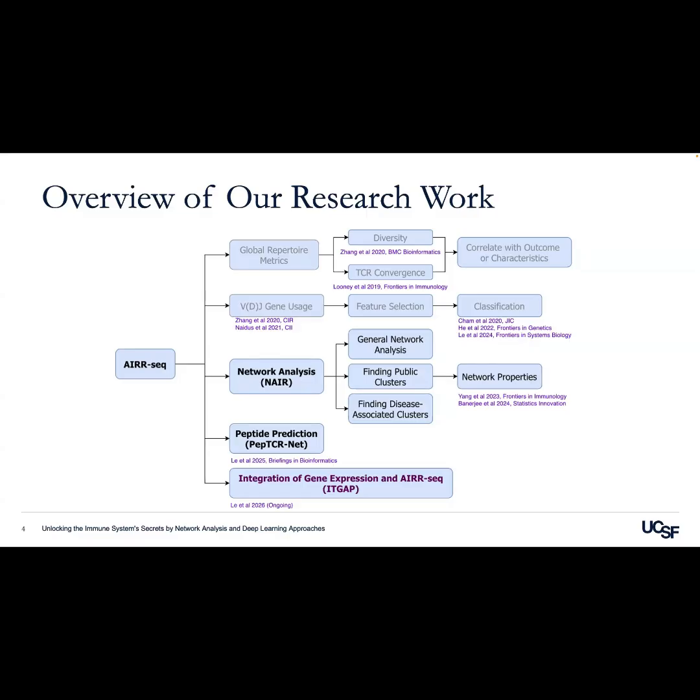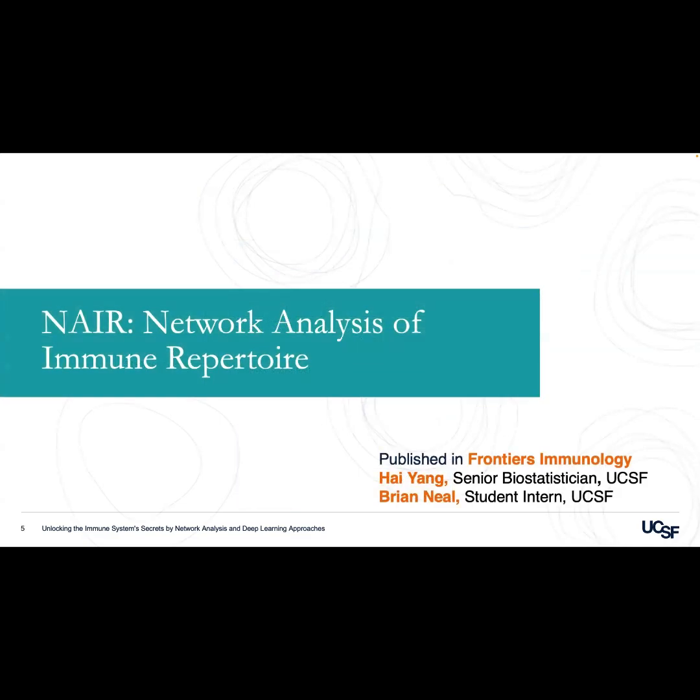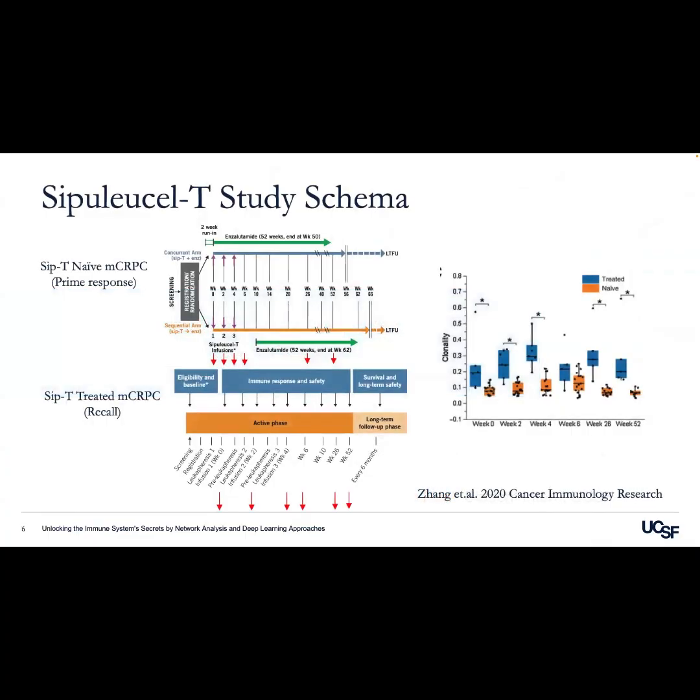Therefore, we think about whether we can build a network based on the sequence similarities. The first project I'm going to talk about is the network analysis of immune repertoire, which we call NAIR. This was motivated by a project about Sipuleucel-T. We want to study if Sipuleucel-T will induce long-term B cell memory.